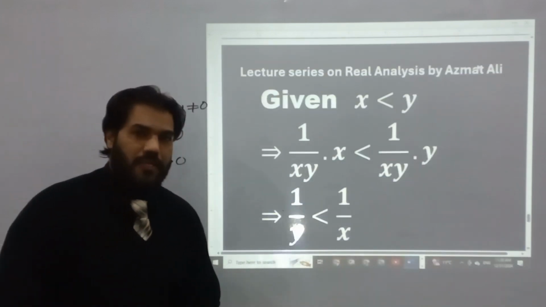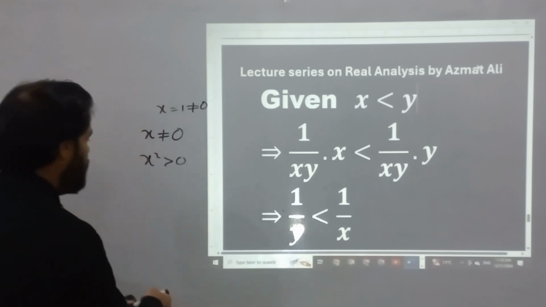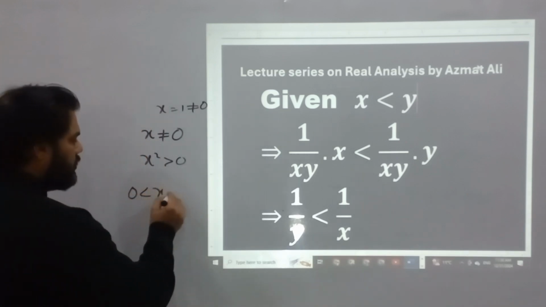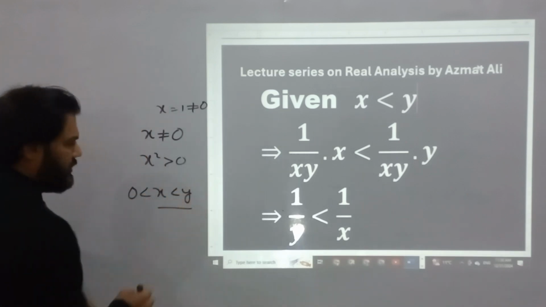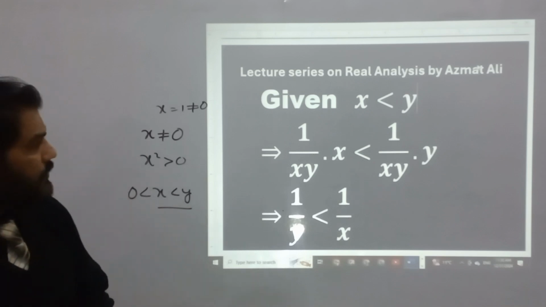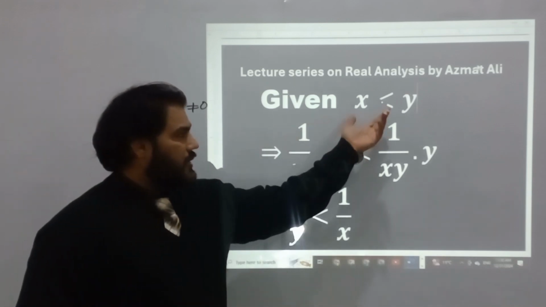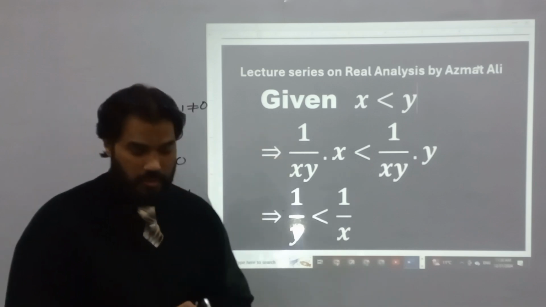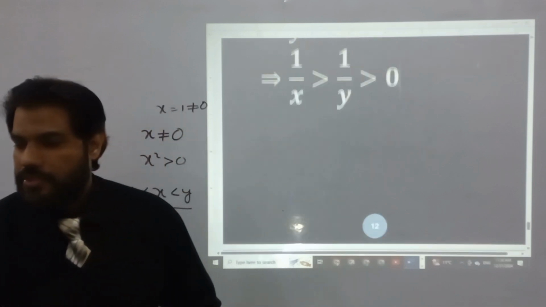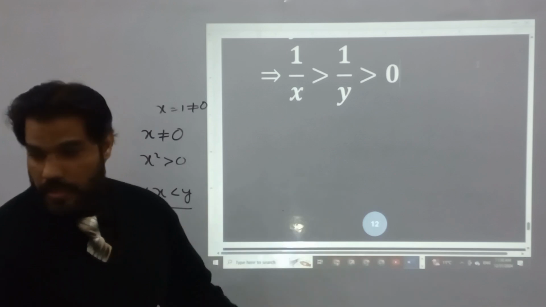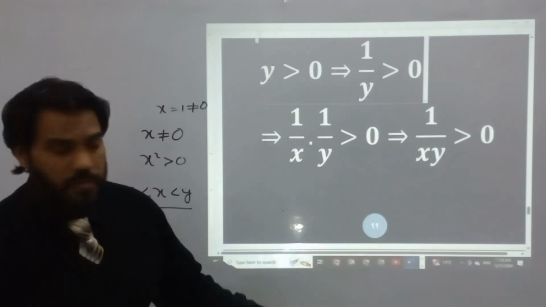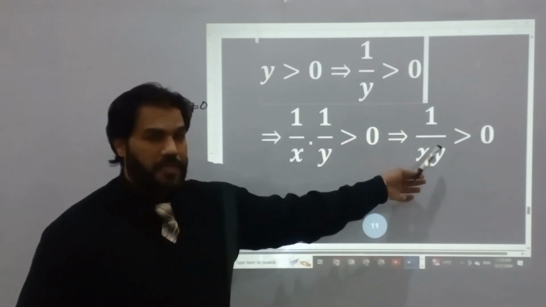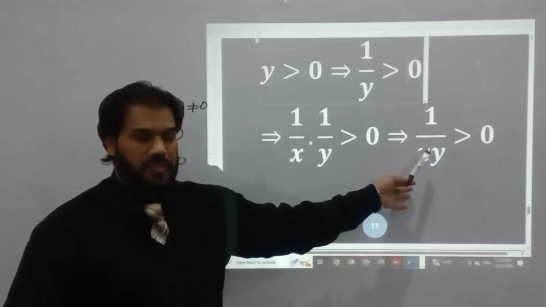Now we consider the second part of the inequality. The second part of the inequality is x less than y. Now consider this part. Multiply on both sides of the inequality with the positive real number 1 over xy. We have shown here 1 over xy is greater than 0, which means 1 over xy is a positive real number.